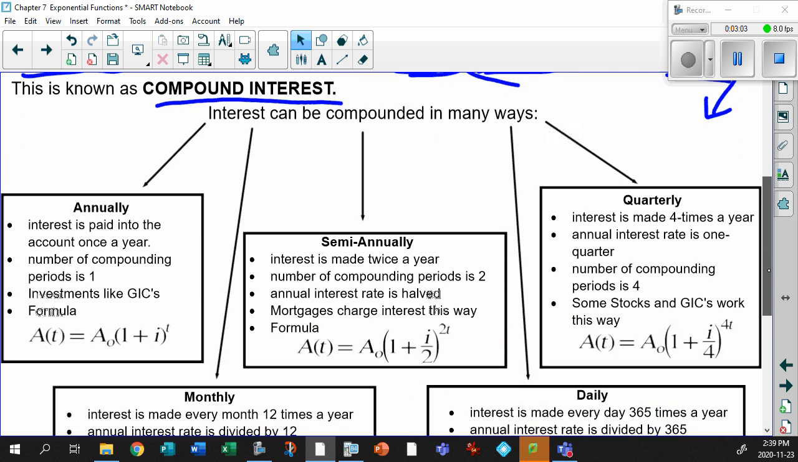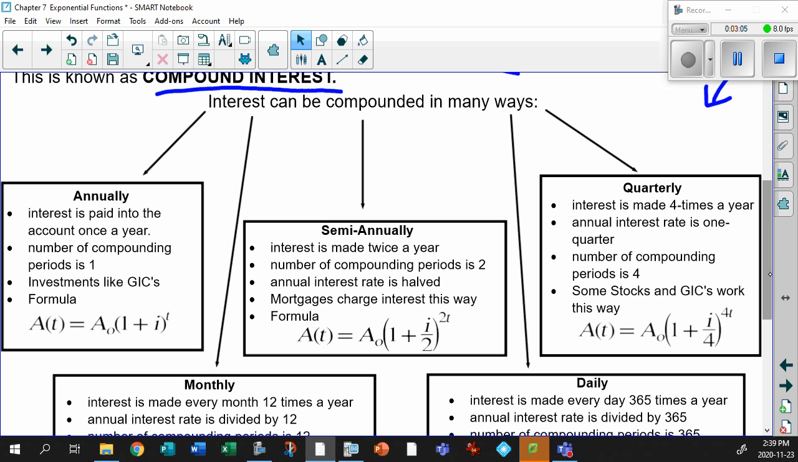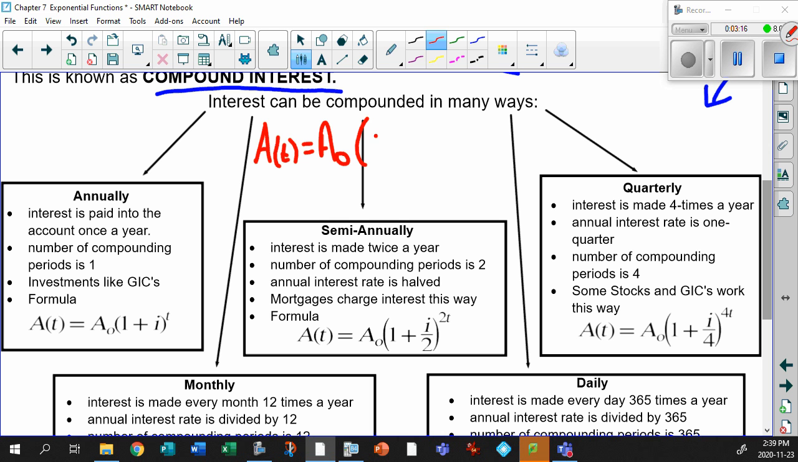Okay. With that said, let's talk about a few things here. I'm just going to write down the formula again. If you remember, your total amount made is your initial amount that you invest, times 1 plus your interest rate over how many times it's compounded, N, the number of times it's compounded, times the time that you invested for. Now, let's talk about a few different interest rates.